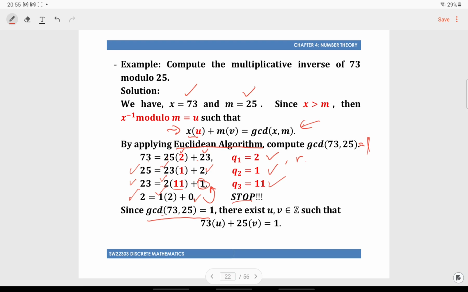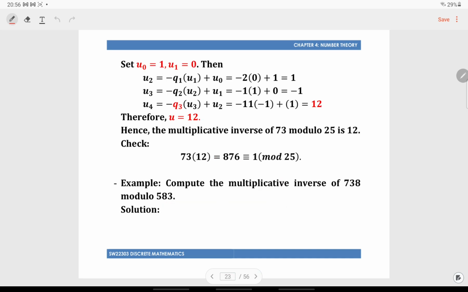Okay, because the GCD equals 1, that means these two integers exist such that 73u plus 25v equals 1. Our aim is to find this u. Not v, but u. So in the next step, we compute the value for the u.